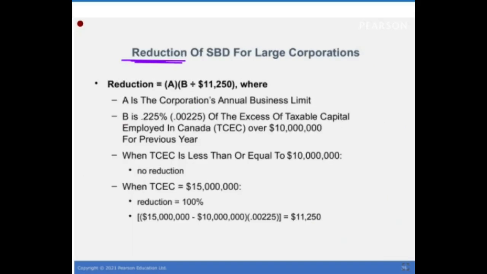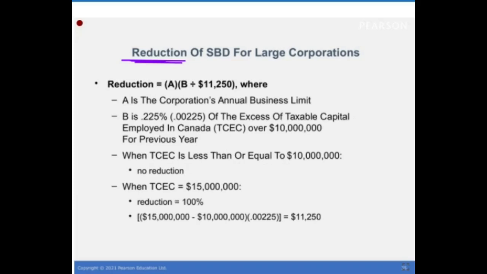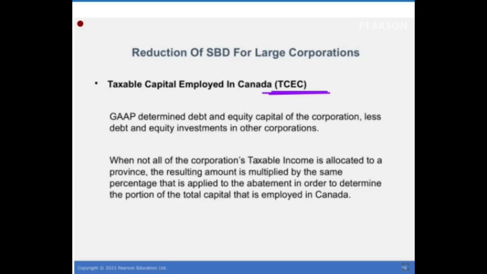But there's one more calculation which will also work itself out, which is a reduction based on something called, and we'll come back to that slide, taxable capital employed in Canada. Depending on this number, you will get a certain amount of reduction, potentially, you may or may not, and potentially all the way to putting the whole thing to zero. So we can have a look at that calculation. But first, let's define taxable capital employed in Canada.